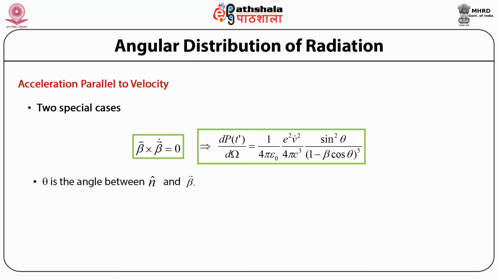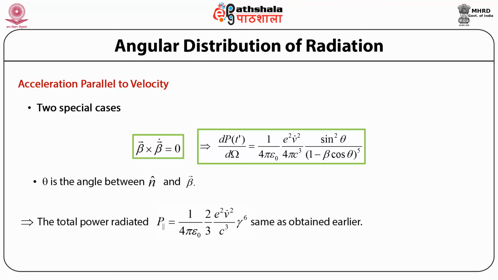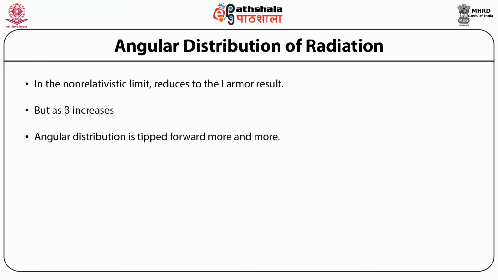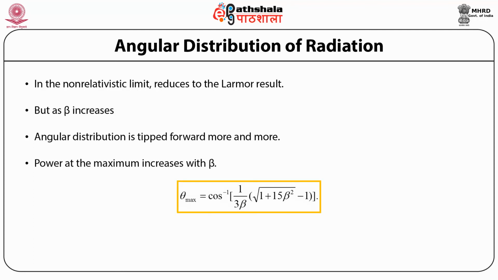The total power radiated can be obtained by integrating the above equation over dΩ, and elementary integration yields P equals 1 divided by 4 pi epsilon naught into 2/3 e squared v dot squared divided by c cubed gamma raised to power 6. In the non-relativistic limit, that is beta much less than 1, this reduces to Larmor's result, but as beta increases, the angular distribution is tipped forward more and more, and at the maximum, the power increases in magnitude.